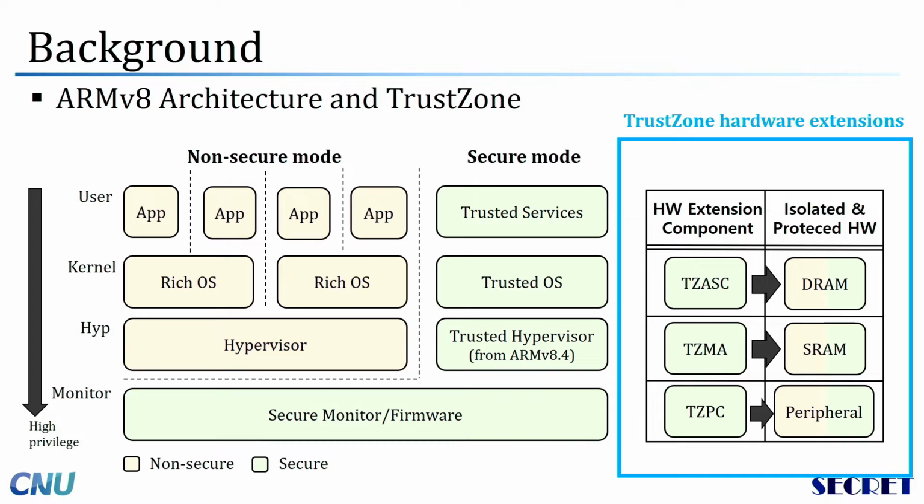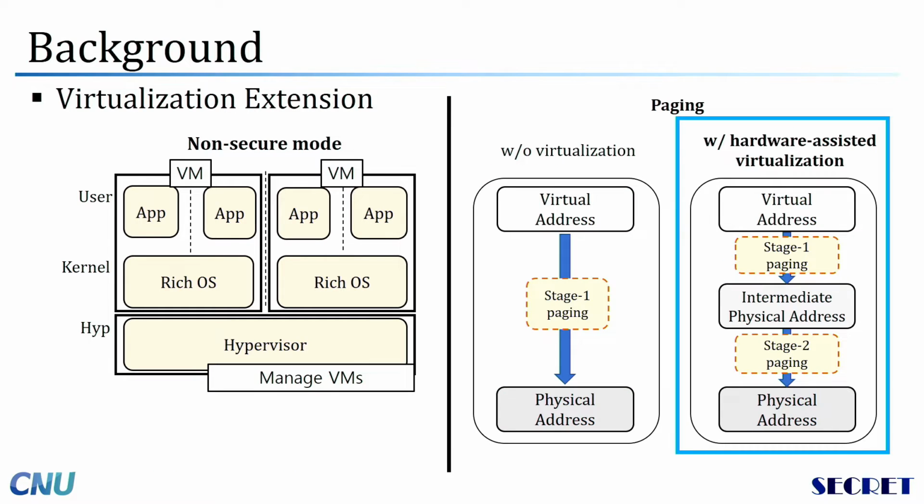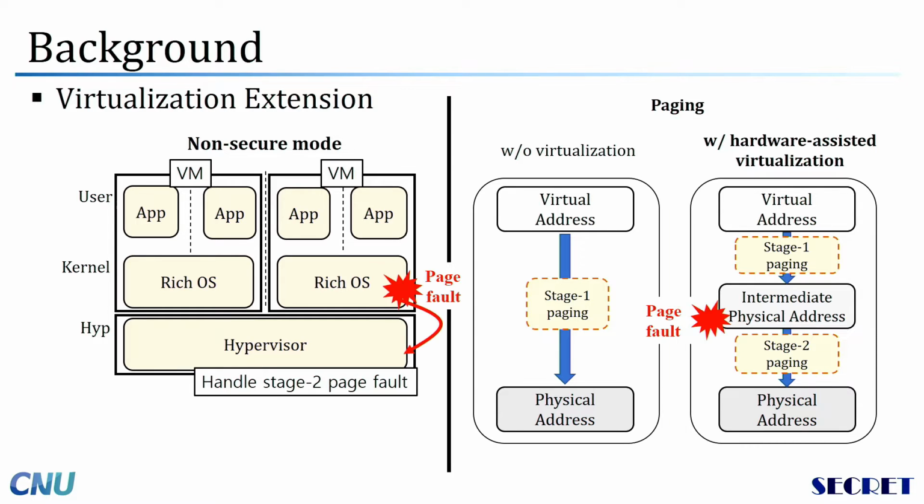In addition to TrustZone, ARM architecture also supports hardware-assisted virtualization technology. The virtualization technique provides stage 2 paging, which introduces an additional address translation layer that converts the intermediate physical address to the real physical address. Hence, by crafting the stage 2 page table, we can isolate VMs from each other. A page fault due to violating the access permission settings in the stage 2 page table is delivered to the hypervisor.